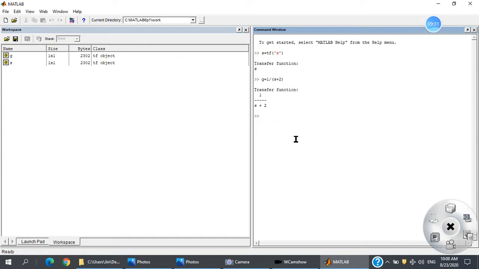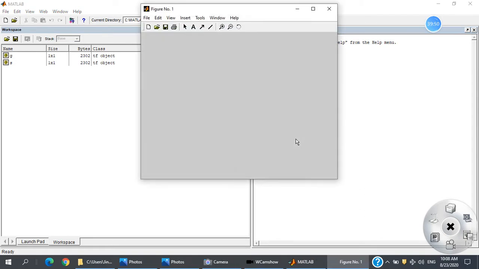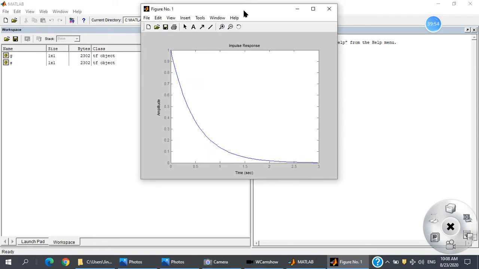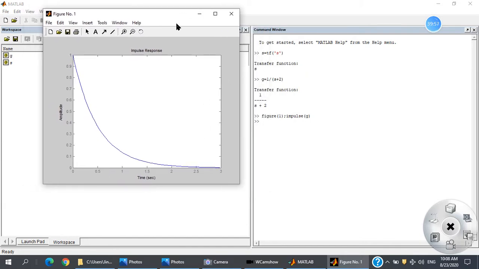And then we can check the impulse response. I use figure 1, impulse of this g. Okay, so this is the impulse response of this system. Actually, what is the impulse response? It is just the inverse Laplace transform of the transfer function. So 1 over s plus 2 under inverse Laplace transform gives us this impulse response. Now you see it is just an exponential with power -2t. So it looks like this.